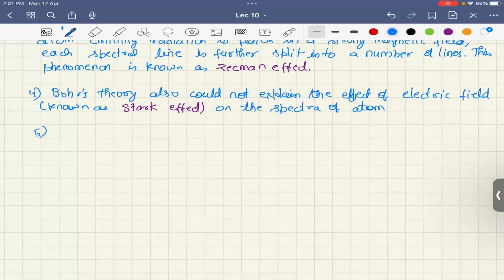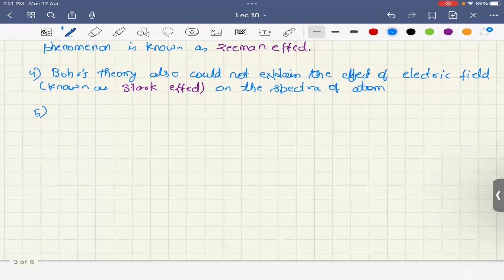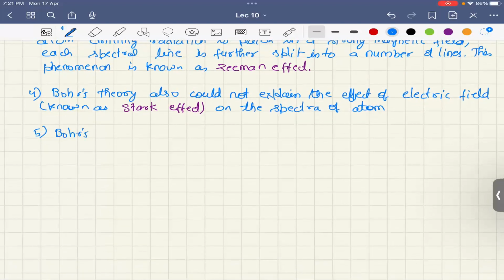The fifth one is that Bohr's theory does not provide any clue to explain the shapes of molecules arising out of directional bonding between the atoms. Right. So Bohr's theory does not provide any clue to explain the shapes of molecules arising out of the directional bonding between the atoms. This was also one of the major drawbacks.